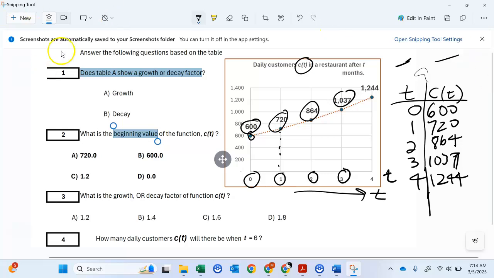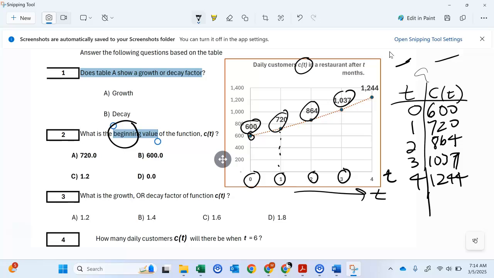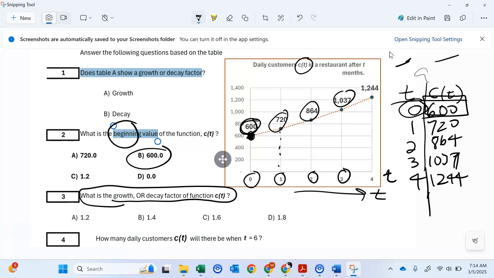So now the next thing is, what is the beginning value? Well, that's what we start with, right? The beginning value is when t is at 0, so that would be 600, okay? So 600 is the beginning, where the first point is on the graph, okay? That one. What is the growth or decay rate? Well, we know this is growing because it's going like that.